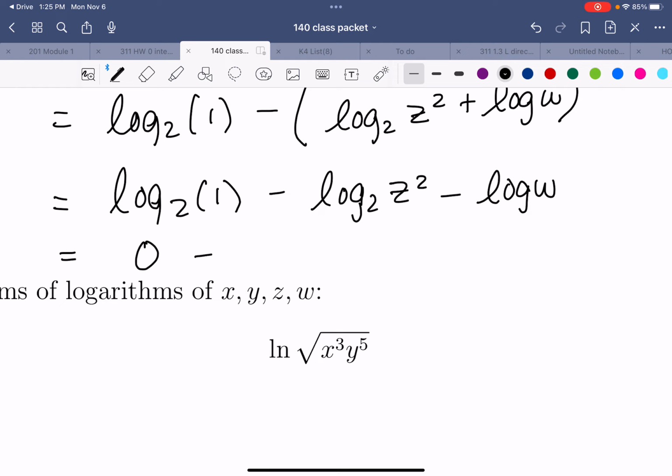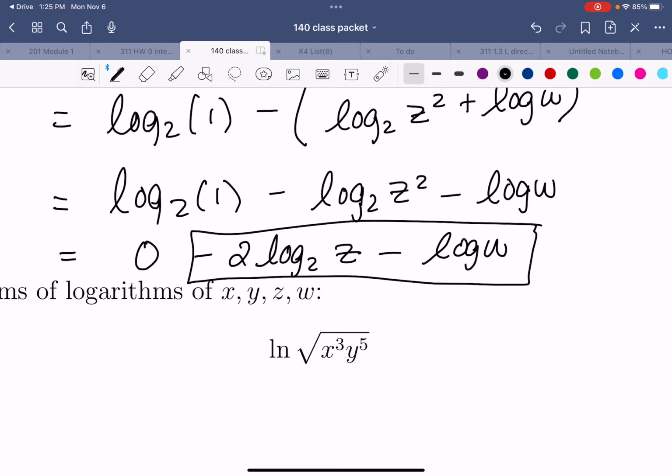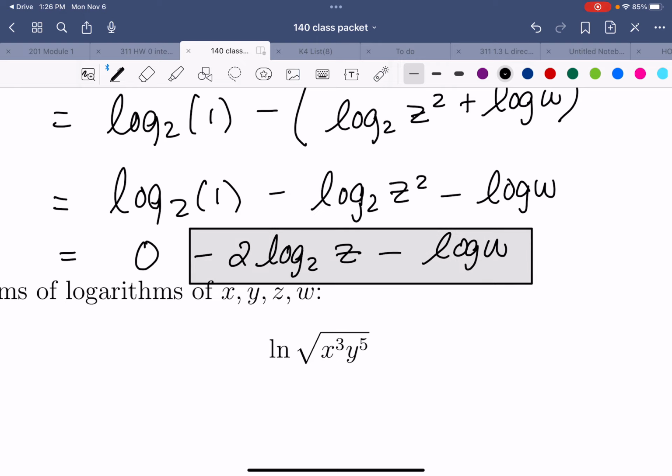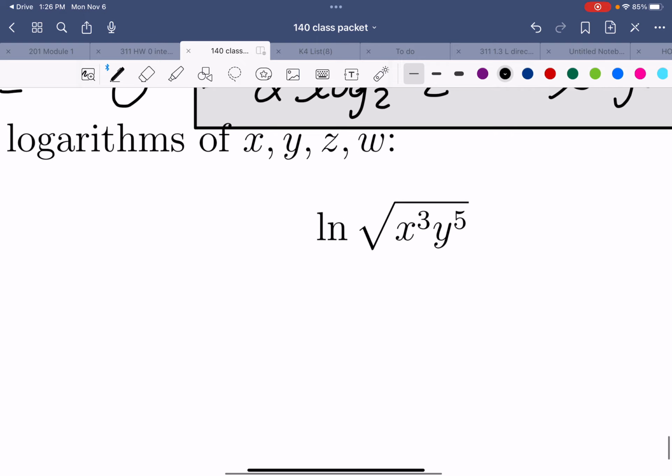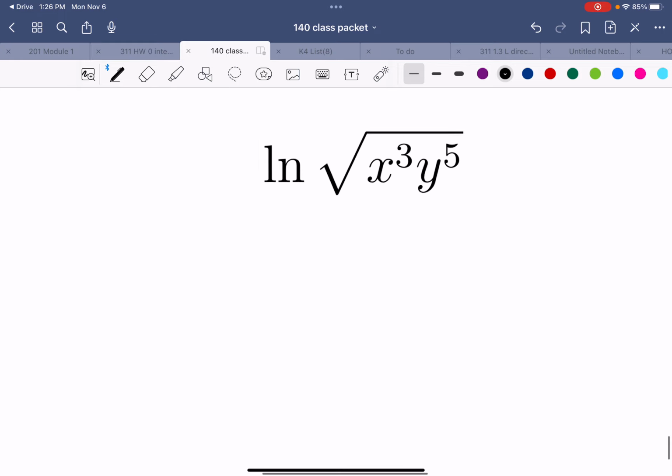And then I want to bring down that 2. So 2 log base 2 of z minus the log of w. And we're going to leave it like that. Okay, we're going to expand this one as well.